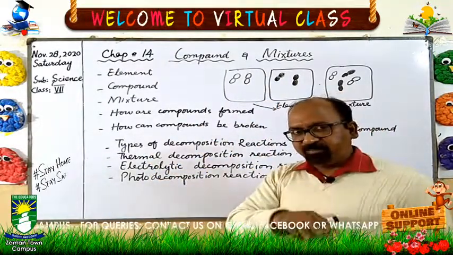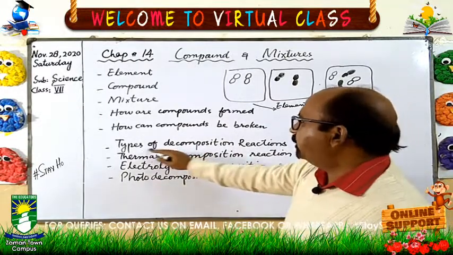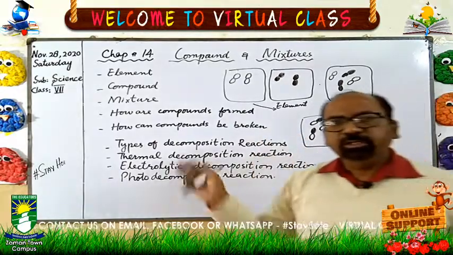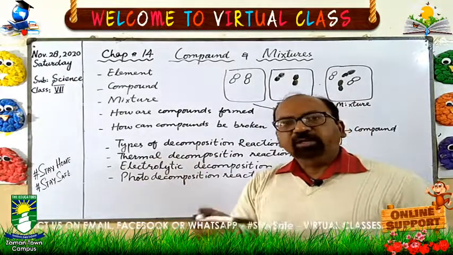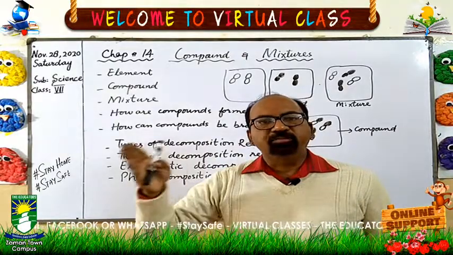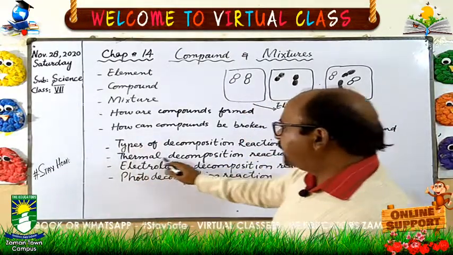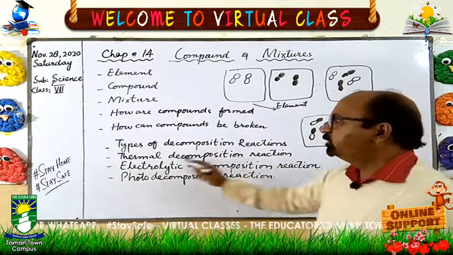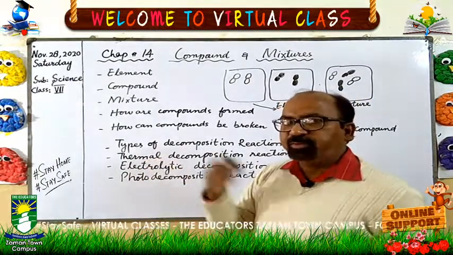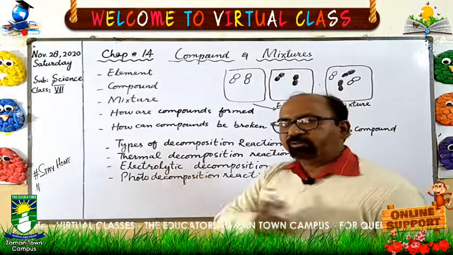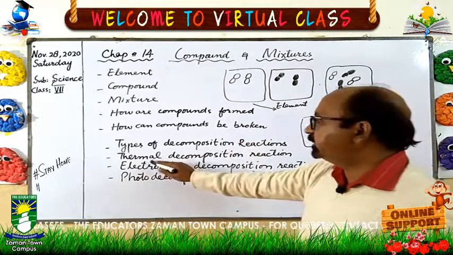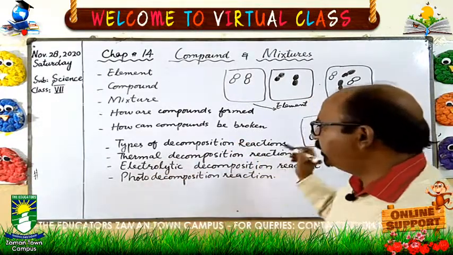There are three ways by which we can break compounds. Types of decomposition reaction. There are three types of reaction with which we can break down compounds into their constituent elements, the elements with which the compounds are formed. The first type is thermal decomposition reaction. Thermal means heat. When we provide heat to compounds, they are broken down into smaller pieces. This reaction is called thermal decomposition reaction.